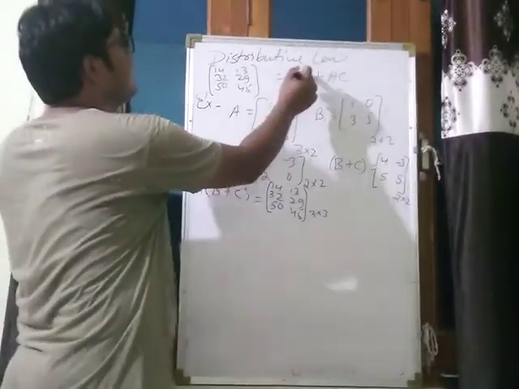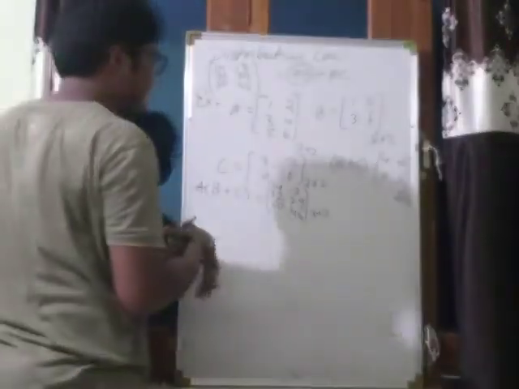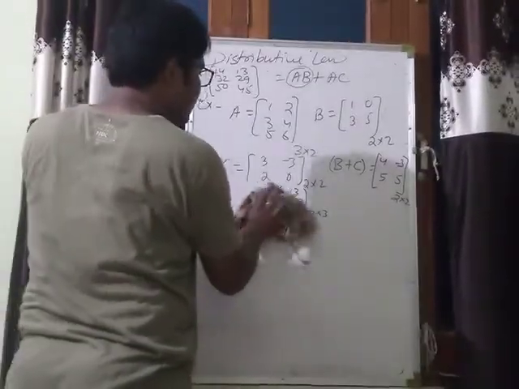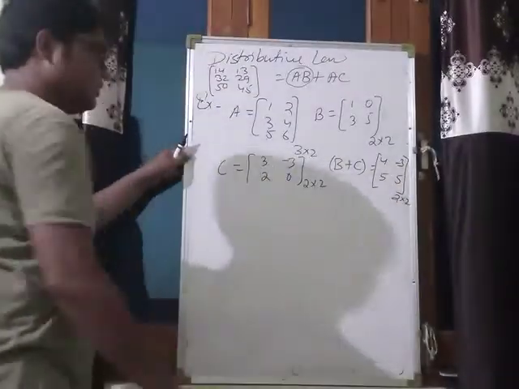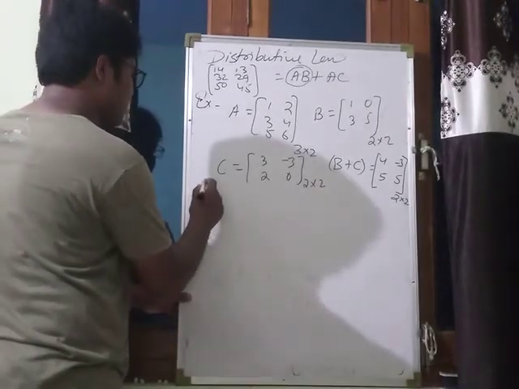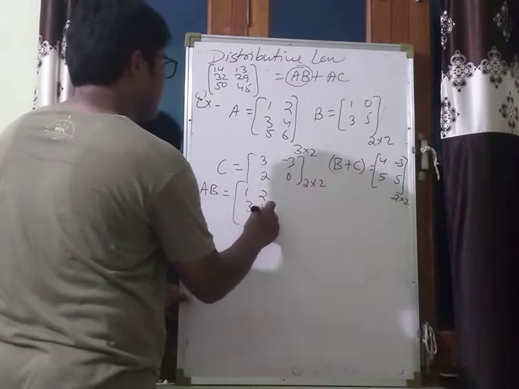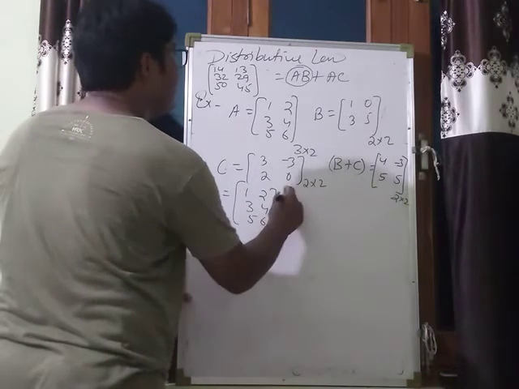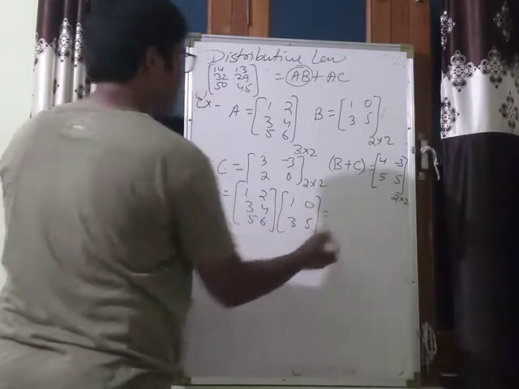Now we have to find out AB. I am going to rub this one for making space. Now I am going to find out AB. See, AB. So A is 1, 2, 3, 4, 5, 6, and B is here 1, 0, 3, 5. That is equal to C.